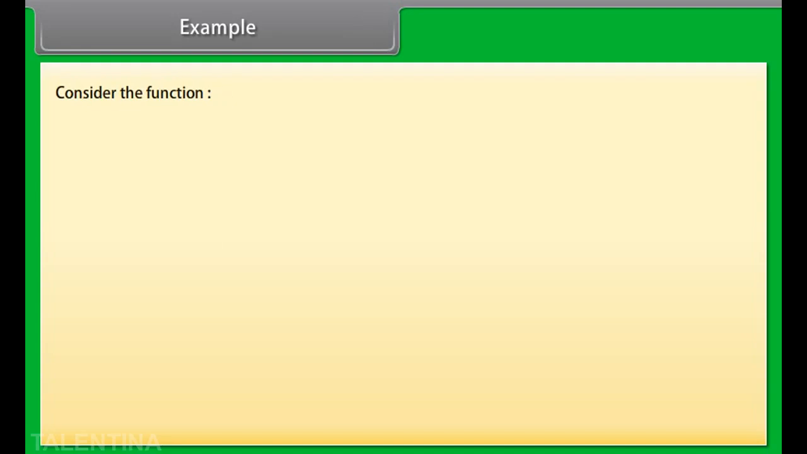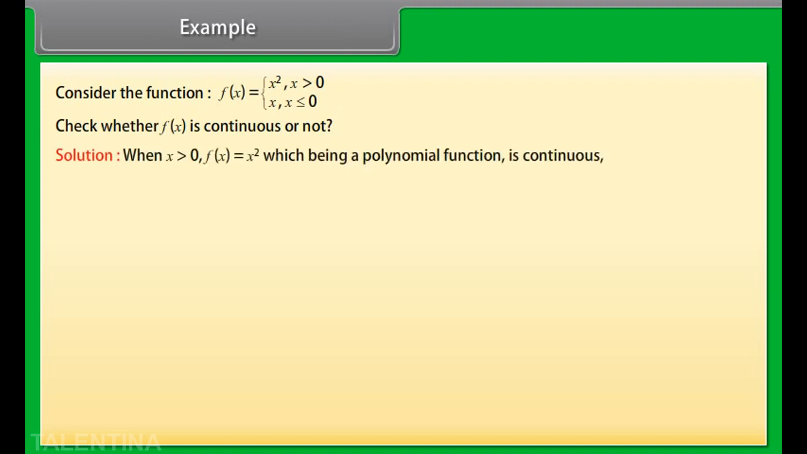Example. Consider the function f of x equal to x square, x is greater than 0, and equal to 0, x is less than or equal to 0. Check whether f of x is continuous or not. Solution. When x is greater than 0, f of x is equal to x square, which being a polynomial function is continuous.